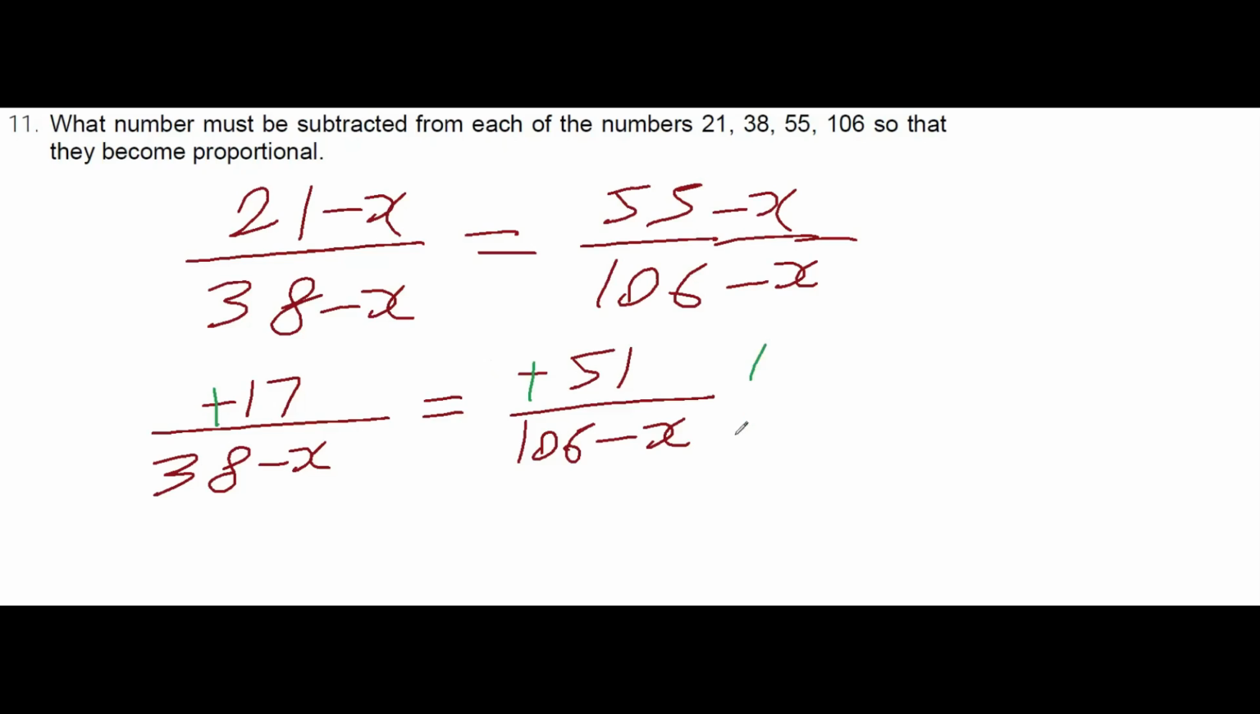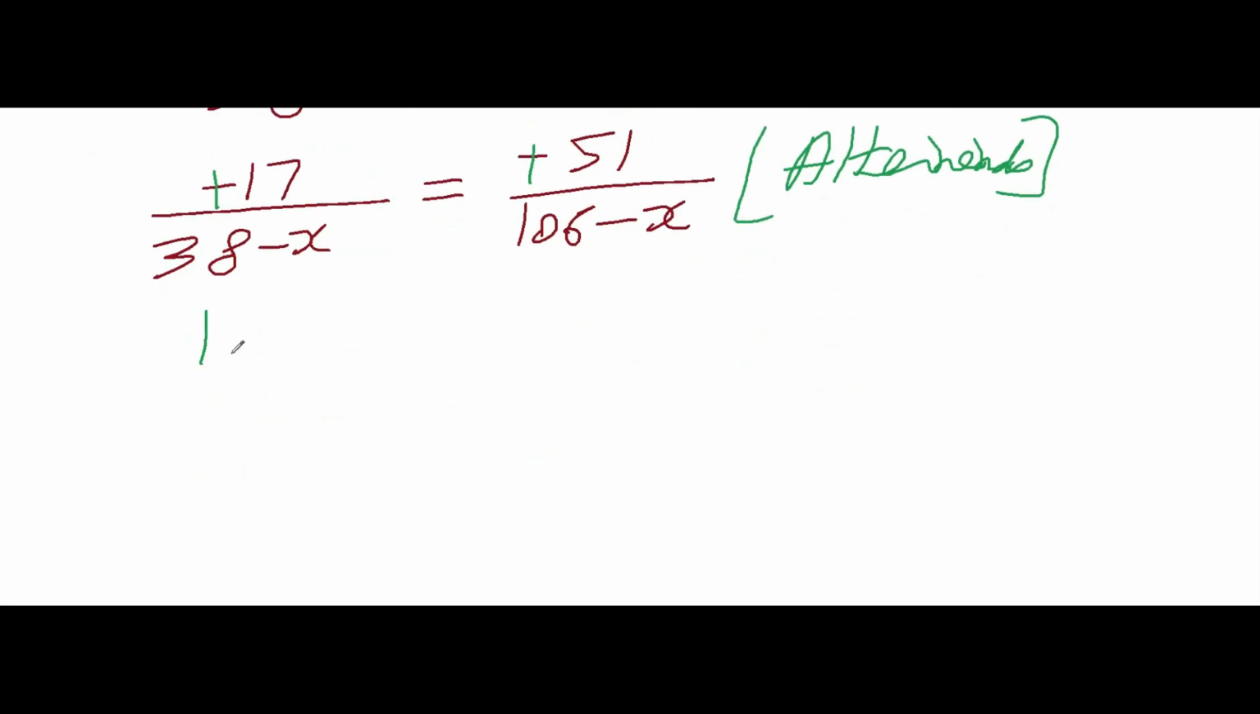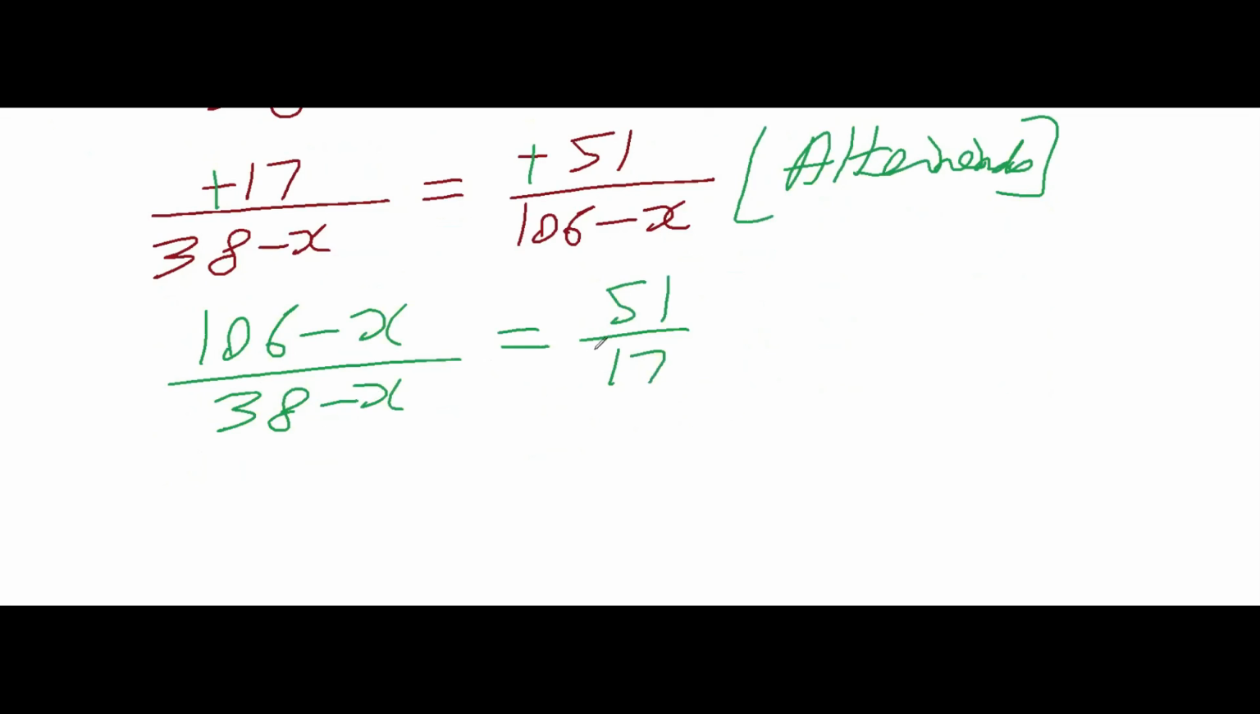I can do alternando. What do you mean by alternando? This will go there, this will come down. So I am writing the next step as 106 minus x upon 38 minus x is equal to 51 upon 17. Again I will do dividendo. 106 minus 38 will give me 68. Minus x minus of minus x will get cancelled. So I will get 68 divided by 38 minus x. Similarly here I will do 51 minus 17.